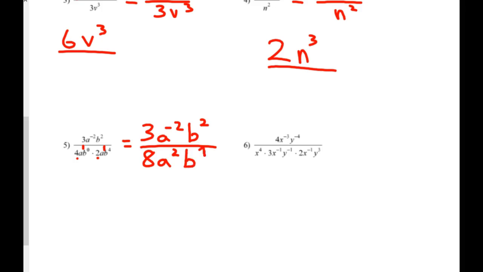So, cool. Alright, now 3 over 8 does not reduce. Now this is tricky. Negative 2 minus 2. Top minus bottom, always. Negative 2 minus 2 is negative 4, so 8 to the negative 4. And then 2 minus 4 is negative 2. Again, negative powers, bring them to the bottom.